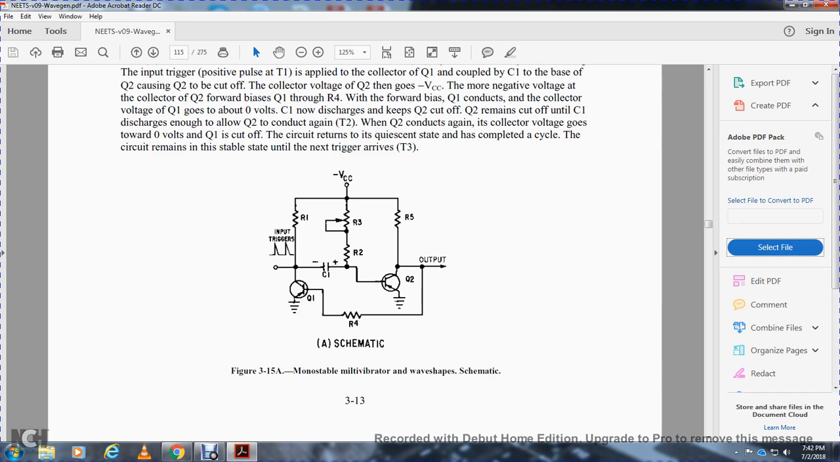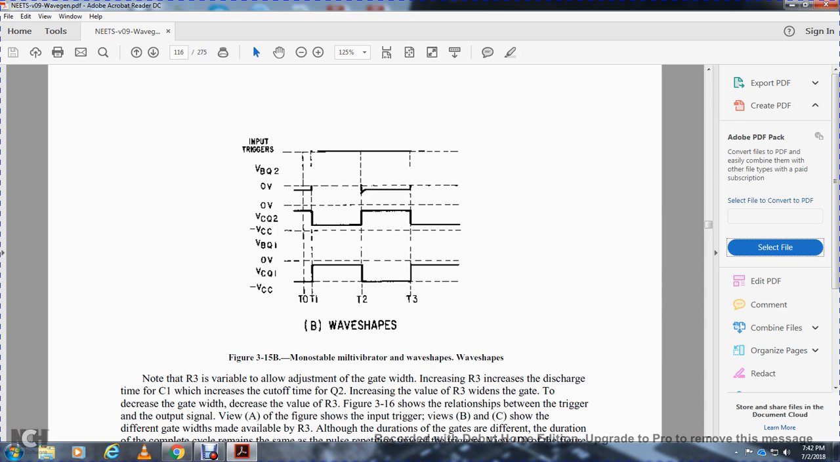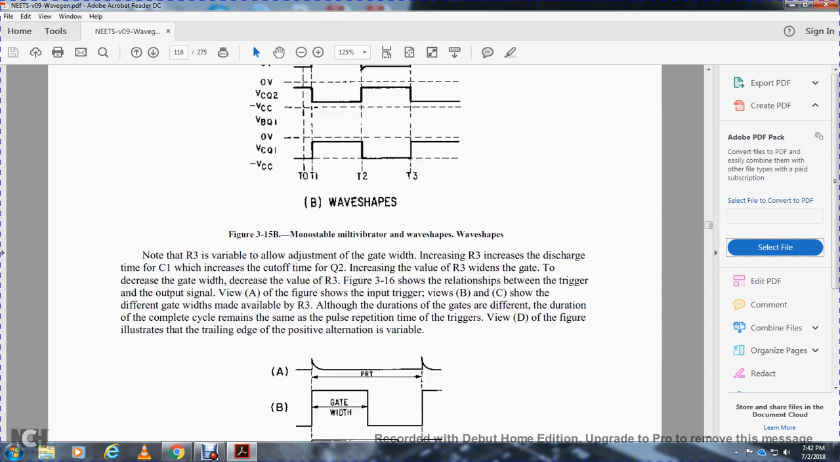Figure 315 shows the monostable multivibrator schematic and waveforms.